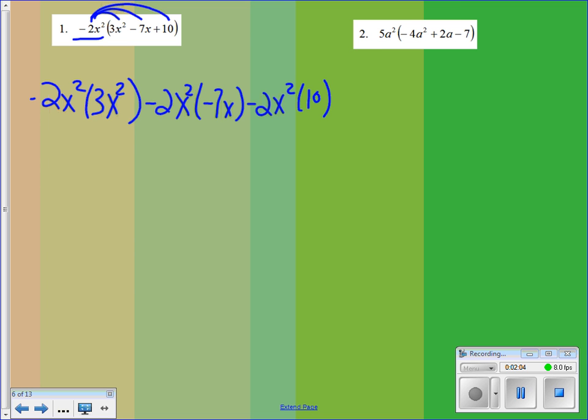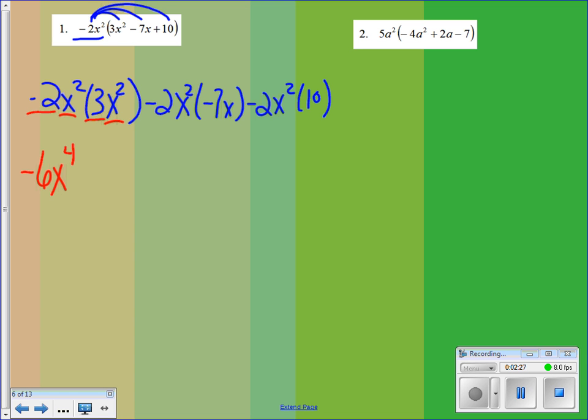Now this is kind of like back to homework 2 of this unit. All we're doing is multiplying these two monomials. So when we do that, I multiply the coefficients. That gives me negative 6. When I multiply things of like bases, I add the exponents. So this becomes negative 6x to the 4th.